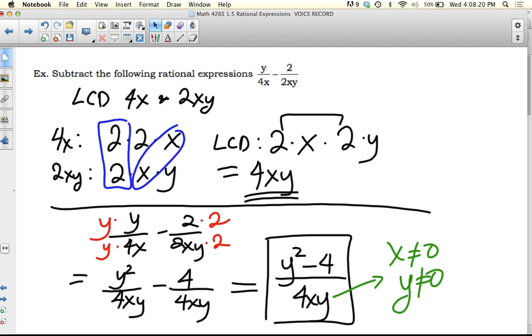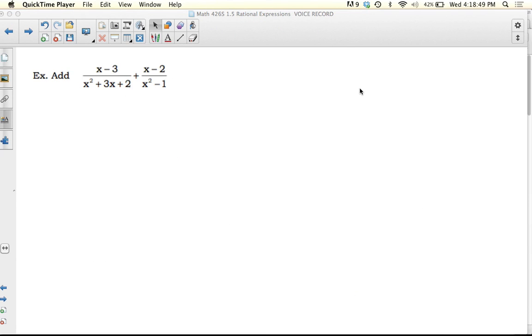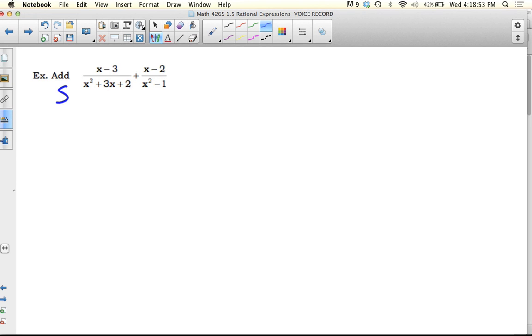Okay, over x squared minus 1. So we've got some factoring going on. So here, down here, we have a simple trinomial. And at the bottom here, we have a difference of squares. Okay, so let's do some factoring there to simplify this. So we've got x minus 3 over, let's do the factoring. Let's do some side work.